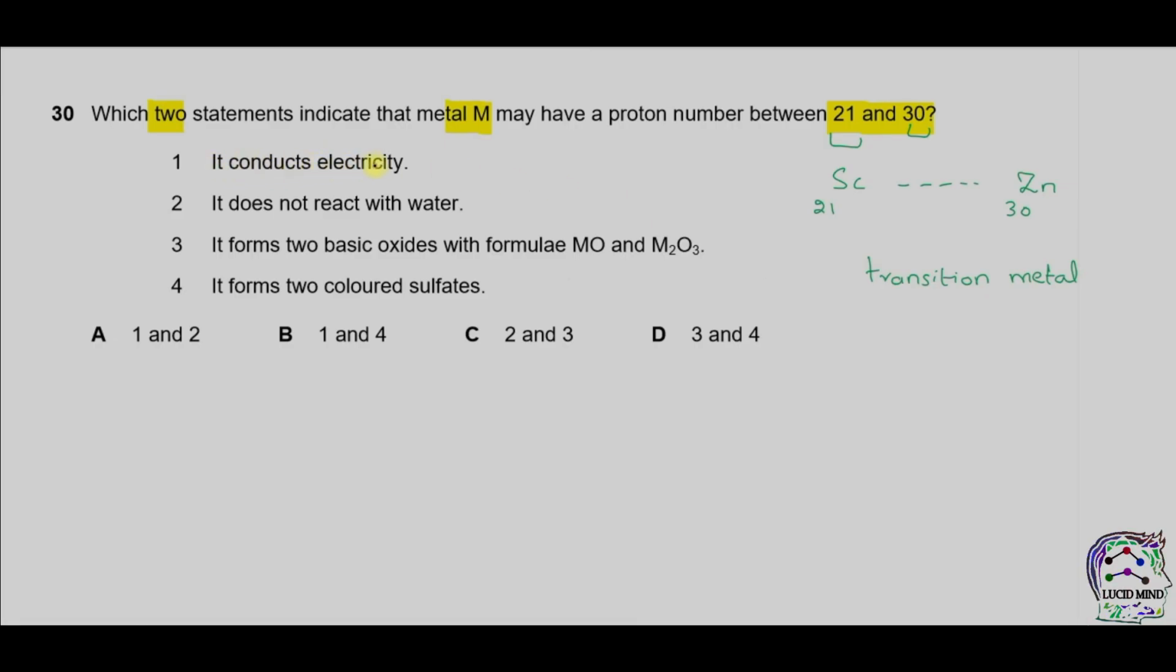Number 1, it conducts electricity. Now this is true for these elements from 21 to 30. This is also true for all other metals present in the periodic table. So from this option we cannot guarantee that the proton number is between 21 and 30. Though this statement is correct, it is applicable to all metals, not just transition metals. We have to find the properties that are only possible for transition metals.